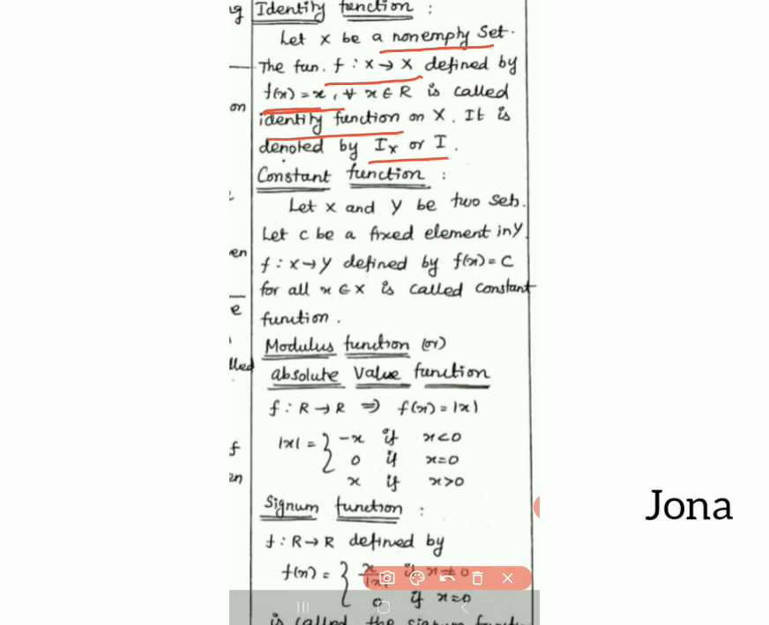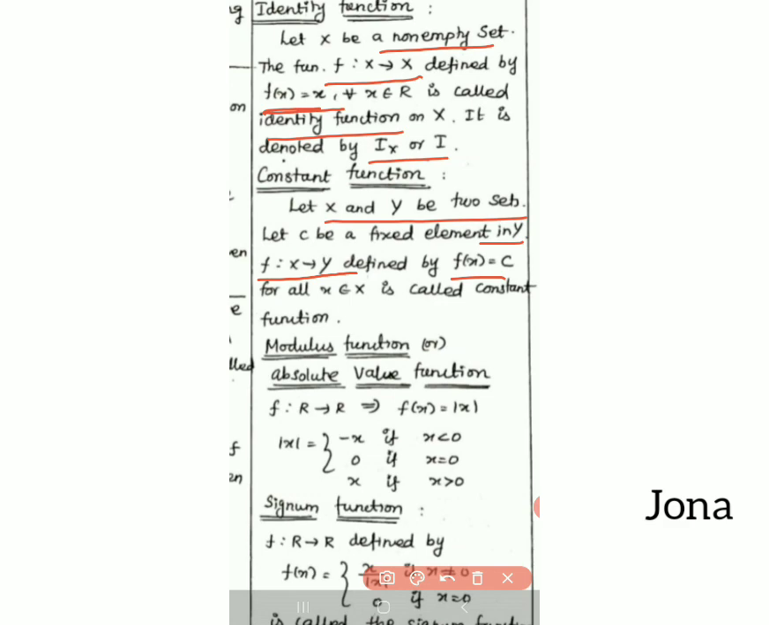The next one, constant function. Let x and y be two sets. Let c be a fixed element in y. f is a function from x to y defined by f of x equal to c. We learnt this already in 10th standard for the constant function. If we substitute any value for x, the answer must be the same element. Okay. Let me see this also in the problems.